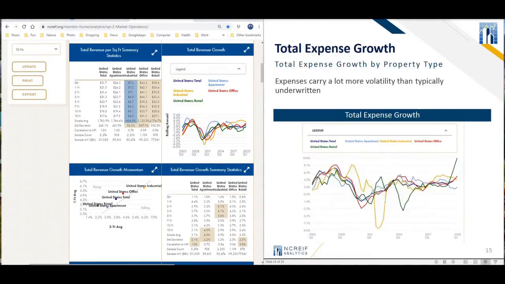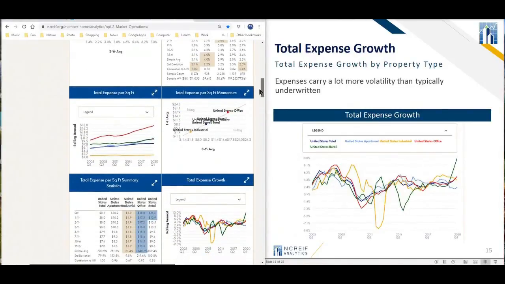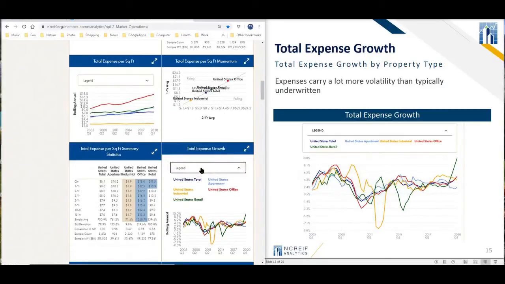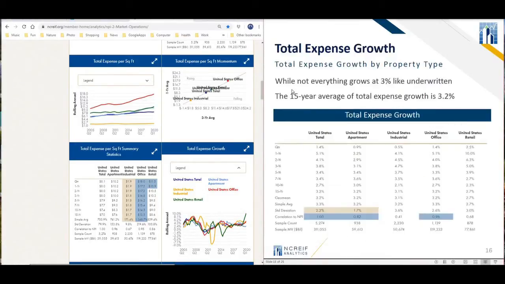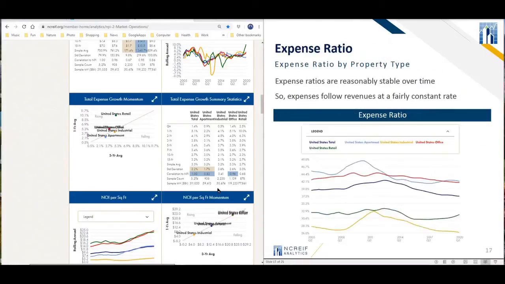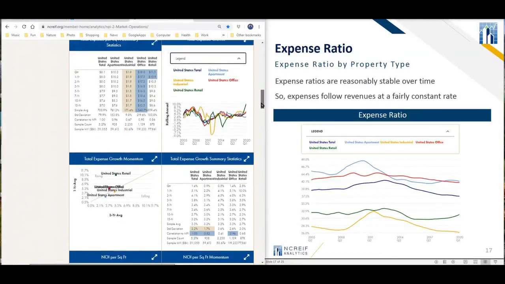Next up, we can see that expenses carry a lot more volatility than typically underwritten and are part of the volatility of the NOI. Not everything grows at 3%, although in the 15 years of data that we have collected here, the total expense growth has been on average 3.2%. Through all this volatility, the expense ratio, or total expenses over total revenue, stays stable. So expenses follow revenue at a reasonably constant ratio.